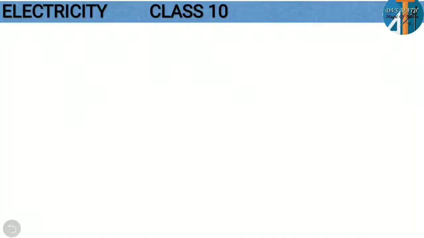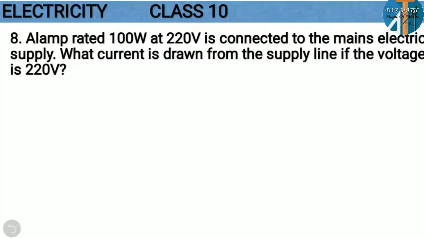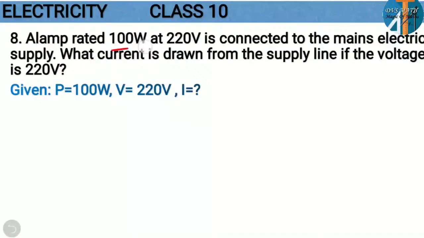Next, the 8th one. A lamp rated 100 watt at 220 volt is connected to the mains electric supply. What current is drawn from the power line if the voltage is 220 volt? The voltage is the same in all these cases, whether you consider the lamp or the mains voltage, it is 220. So let us write the given. Here watt is power, so power is equal to 100 watt. Voltage in both cases is 220 volt. Here we have to find the current.